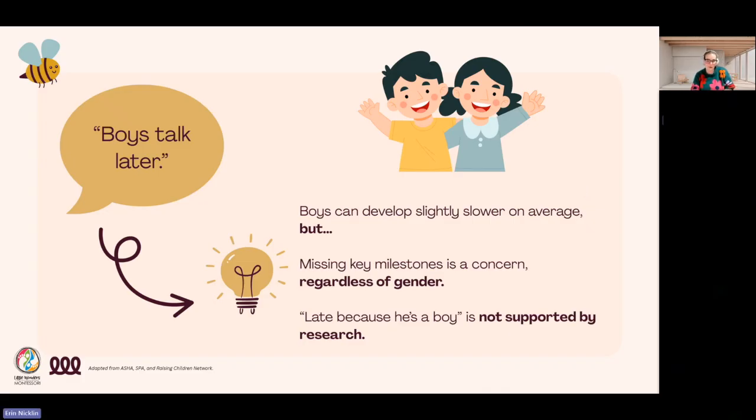Boys talk later. This is a big one that I've heard a lot. So we often hear, he's fine, boys just talk later, they're slower than girls. So research shows boys can be slightly slower in early talking, but it doesn't mean that we should ignore those red flags. If a child, a boy or a girl, isn't meeting milestones, that's a signal that we act and we don't wait. So we don't want gender stereotypes to delay the support that our children get. I see this one a lot. I see it a lot in my extended family as well. I usually have to walk away, but this is one that I hear a lot as well.